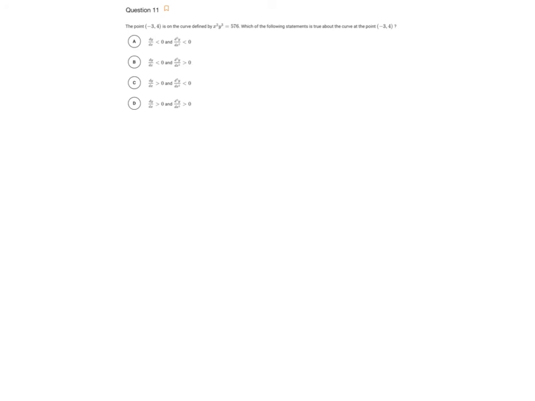Okay, so this tells you about a point on some curve. Which of the following statements is true about the curve at that point? All the answer choices are just saying whether the derivative and second derivative are positive or negative, and that's all we care about. Is the first derivative positive or negative? Is the second derivative positive or negative? So we'll do this as easily as we can.